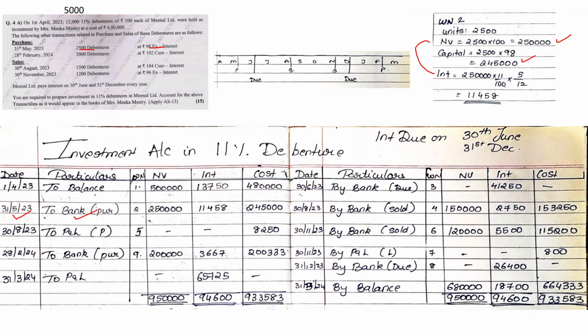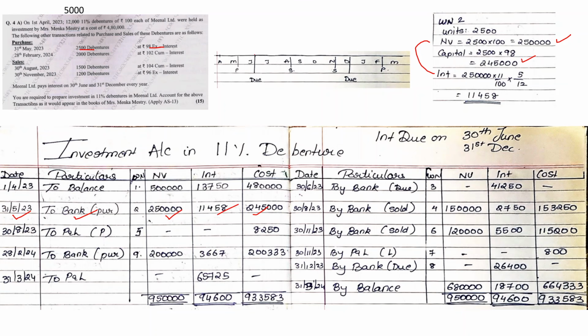So 2,50,000 at 11%. When was the interest last paid? May. So December, January, February, March, April, May, 5 months before. So 5 into 5 divided by 12, we got 11,458. All these values we just have to substitute here: nominal value, interest and cost.